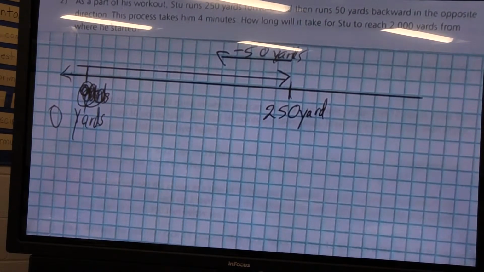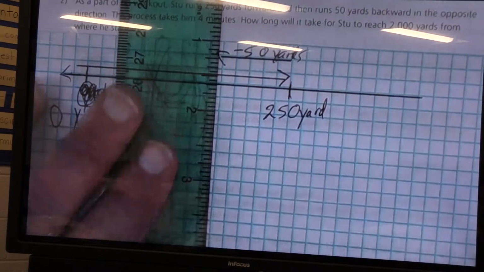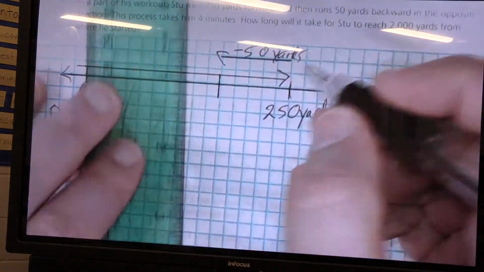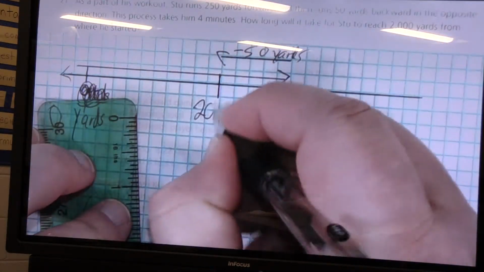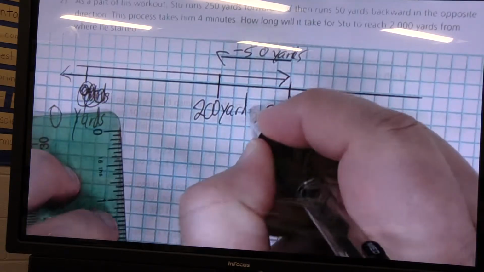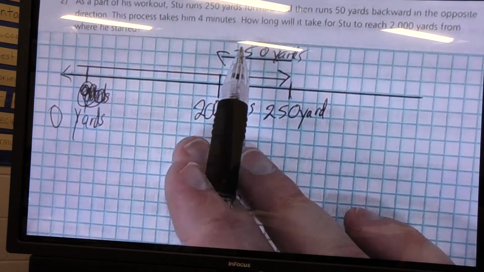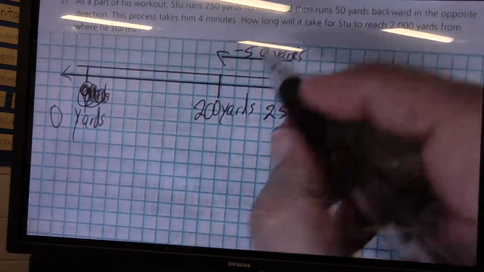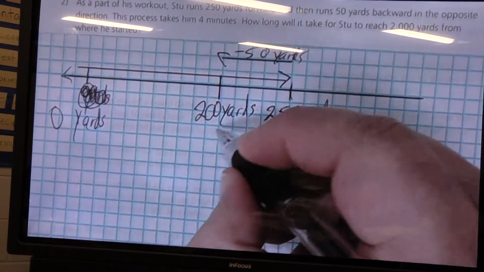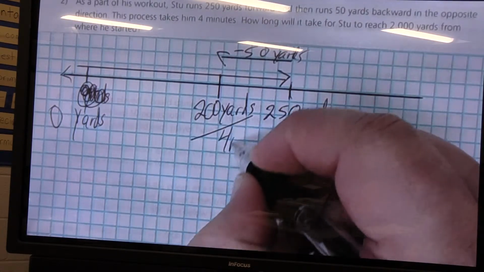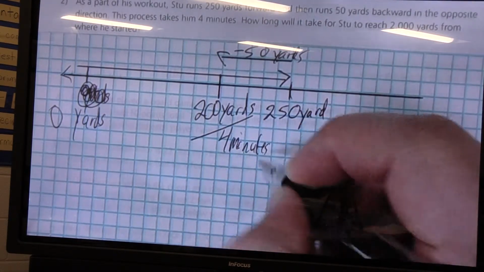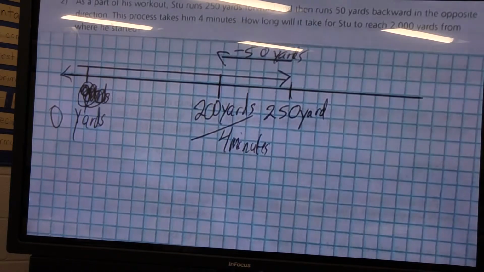And so after he goes back 50, he's going to be at a point right here, which would be 200 yards. So if it takes him 4 minutes to do this, so 200 yards per 4 minutes, how long will it take him to reach 2,000 yards from where he started?